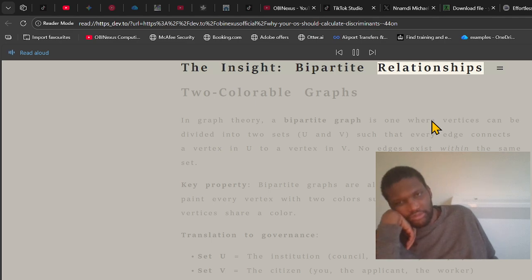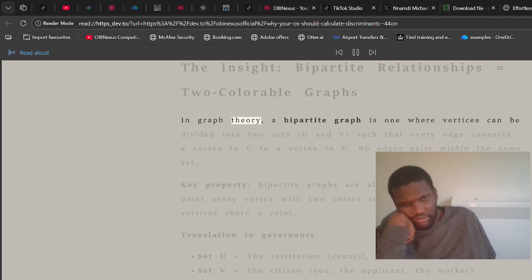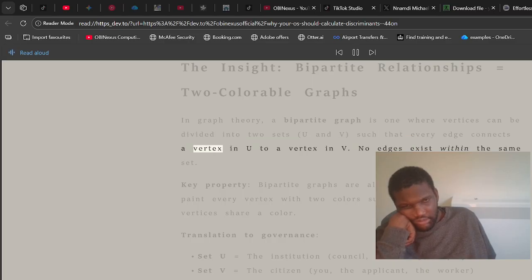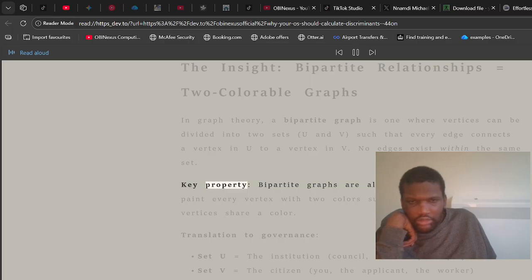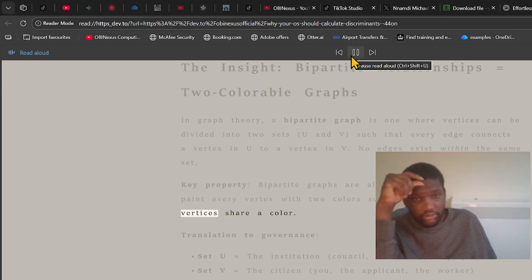Bipartite relationships equal two-colorable graphs. In graph theory, a bipartite graph is one where vertices can be divided into two sets, U and V, such that every edge connects a vertex in U to a vertex in V. No edges exist within the same set. Key property: bipartite graphs are always two-colorable. You can paint every vertex with two colors such that no adjacent vertices share a color.